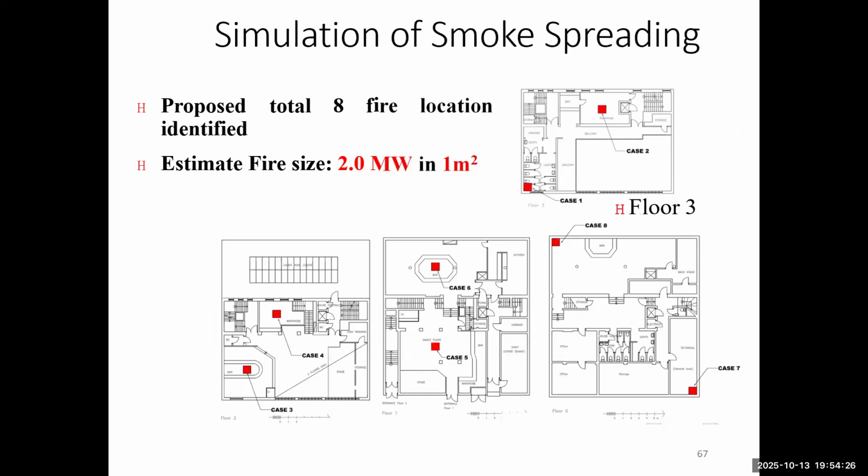Case 1 is in the corner, and case 2 is in the center of the nightclub. In case 3 and case 4, the fire scenario is behind the window of our compartment, and the worst cases will be case 5 and case 6 because there are too many people in the compartment. And we also have case 8 and case 7 on the different corners of our compartment.